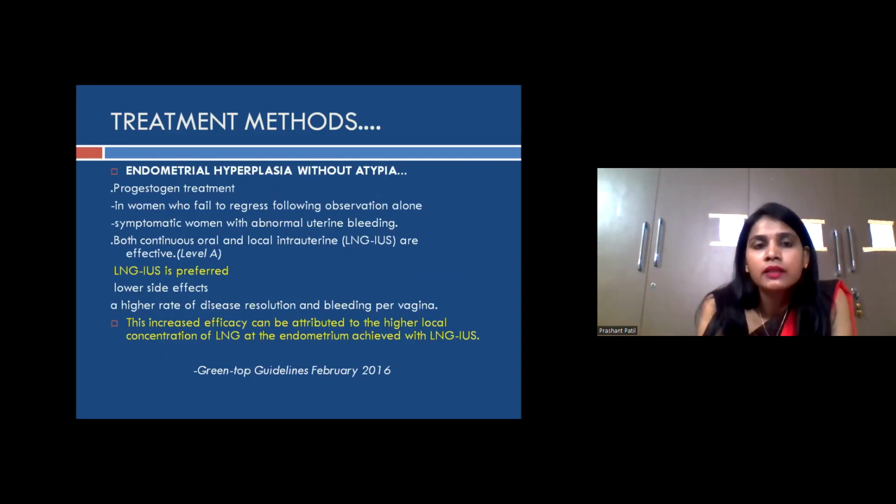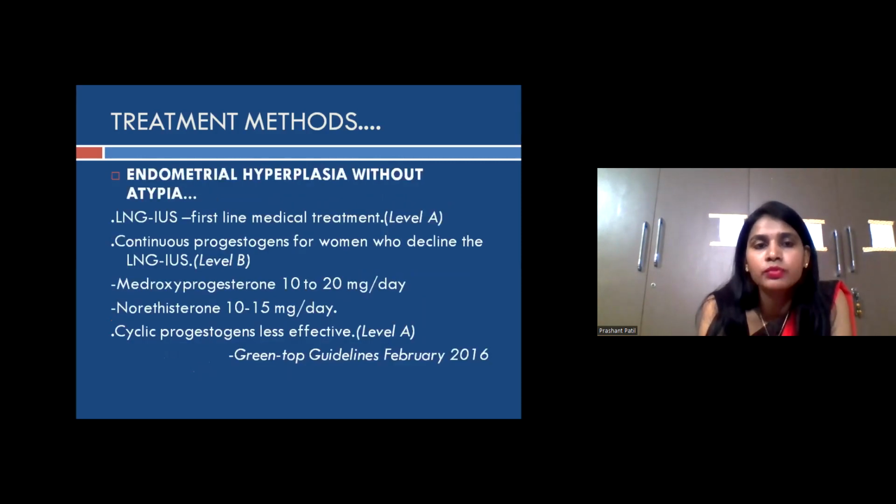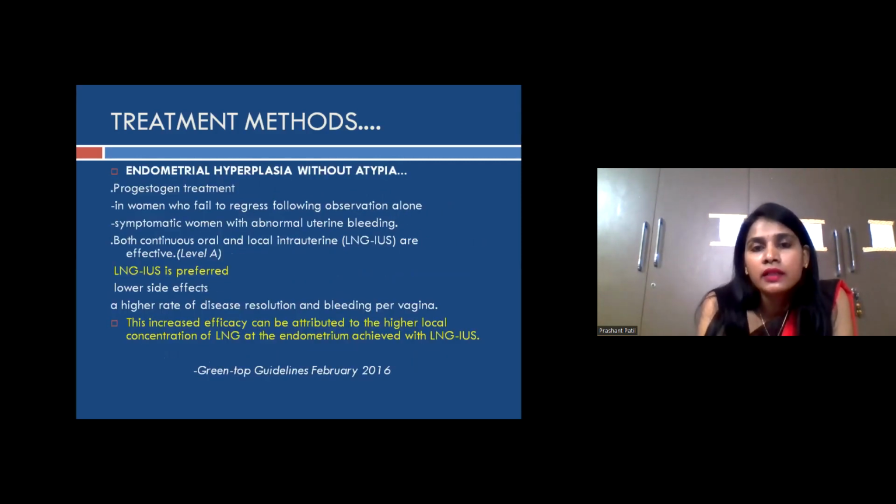Progesterone treatment, if it is indicated, like I told you, has a better disease regression rate. If initially we thought it would regress spontaneously, and it fails to regress, then we have to start the progesterone immediately. Then any symptomatic woman with abnormal uterine bleeding needs to be treated with progesterone.